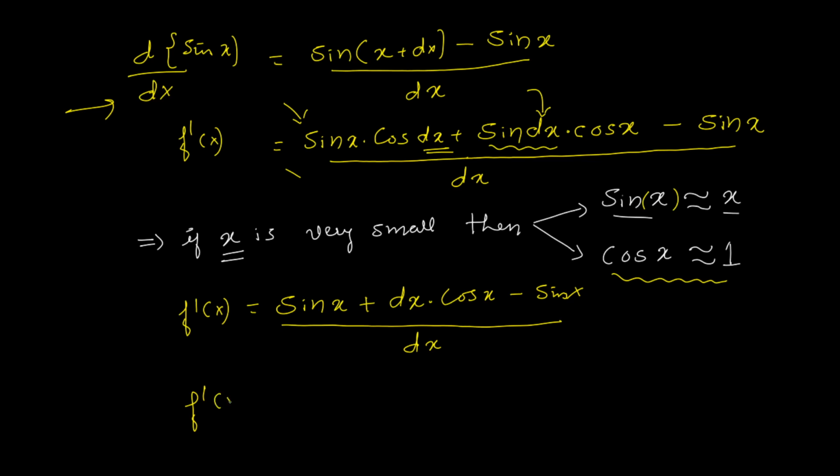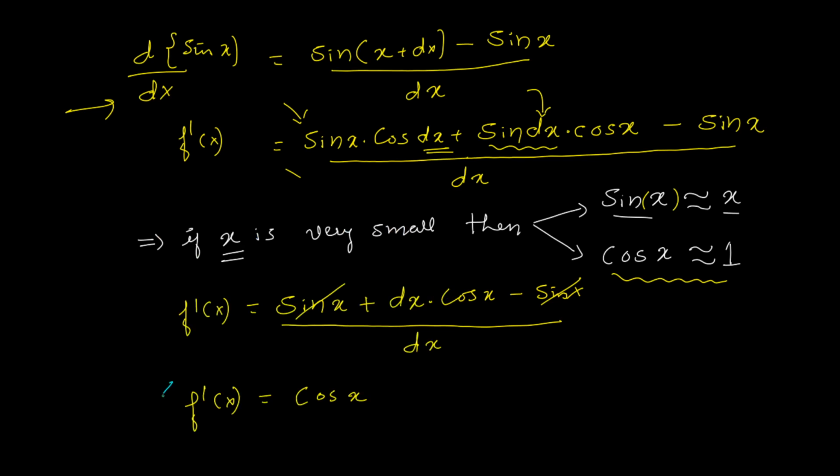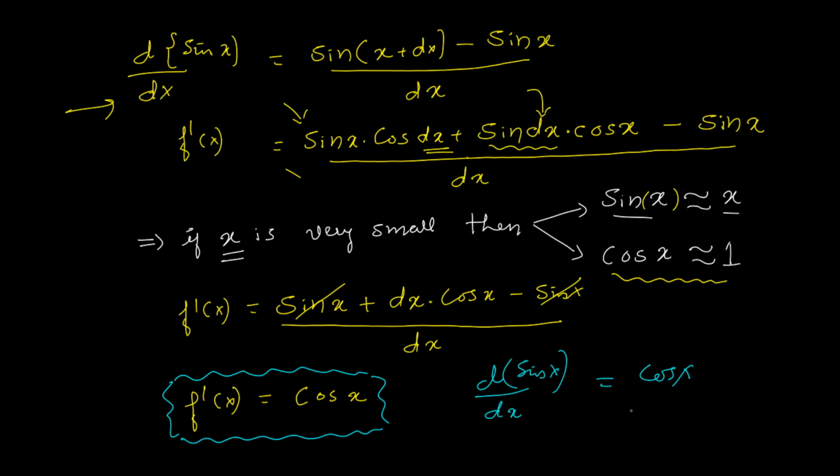So f dash of x, the derivative of sin of x with respect to x, is: sin x gets cancelled, you are left with cos x dx divided by dx. So dx by dx is just 1, and you are left with therefore cos x, and that right there is the derivative of sin x with respect to x. And in that little table of derivatives you clearly have this, that derivative of sin x is cos x.